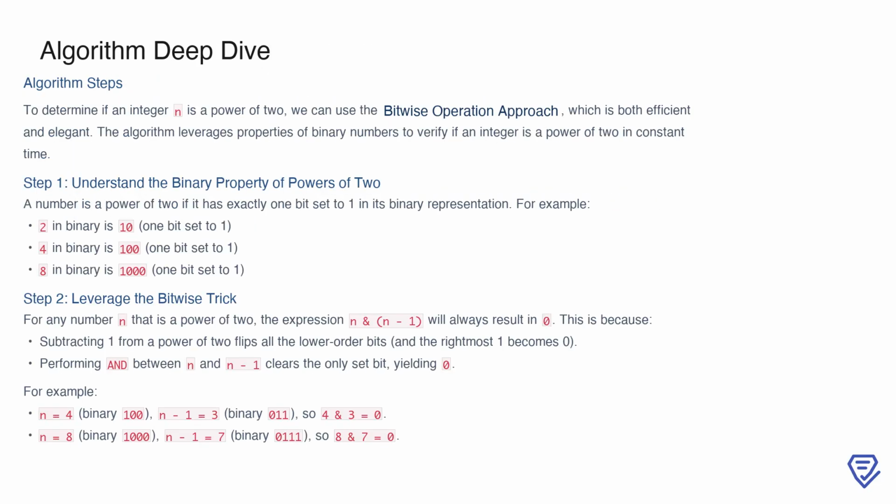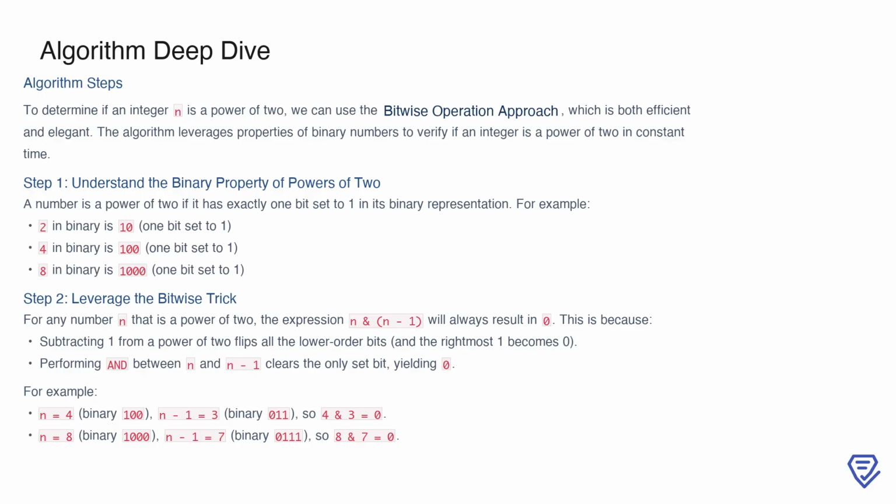To determine if a number is a power of 2, we use a technique called the bitwise operation approach. This method is efficient because it directly leverages the properties of binary numbers. The first step is to understand the binary representation of powers of 2. A number is a power of 2 if it has exactly one bit set to 1 in its binary form. For instance, the number 2 in binary is represented as 10, 4 as 100, and 8 as 1000. Each of these examples has precisely one bit set to 1.